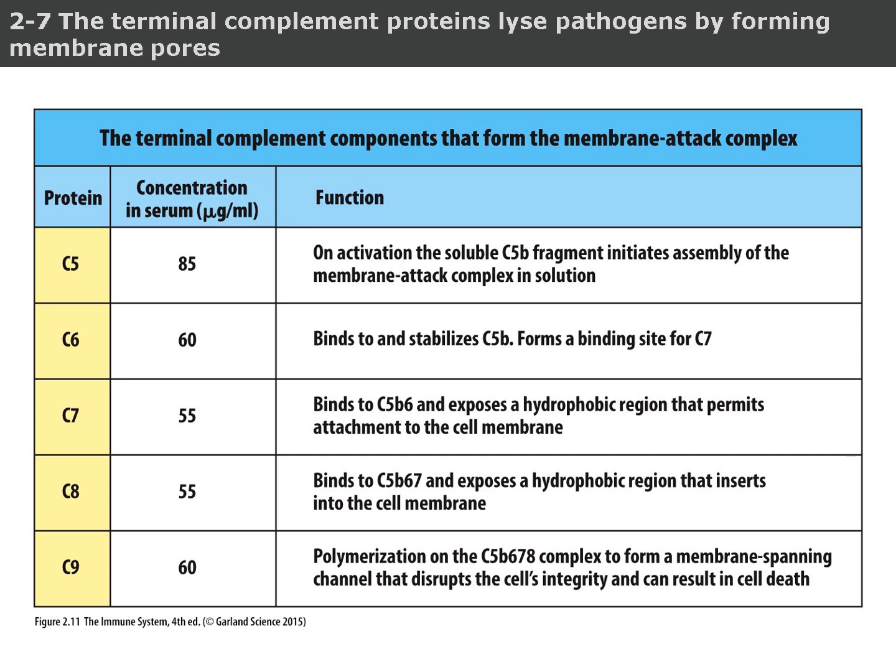C8 follows, embedding more deeply into the membrane and beginning the disruption of membrane integrity. Finally, C9 molecules polymerize at the site, forming a membrane-spanning pore. This pore compromises the cell's structure, allowing fluid to rush in and causing the pathogen to swell, burst, and die.